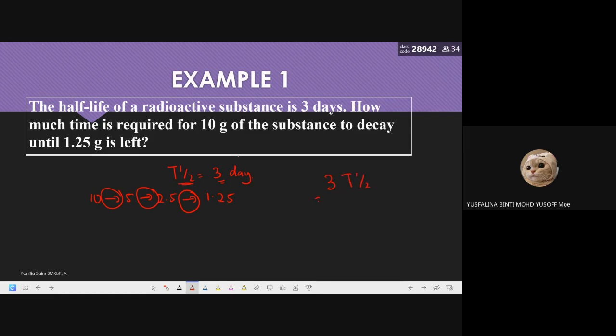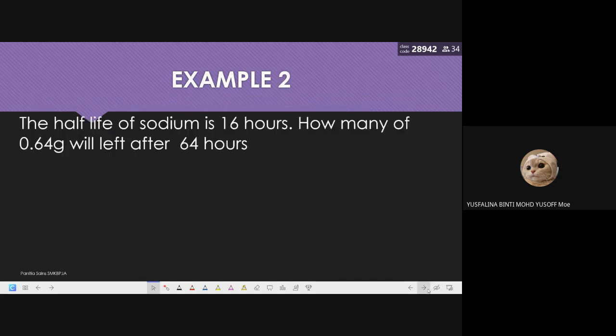So 1 half-life is 3 days, so 3 half-lives is 3 times 3. How many days will be taken? 9 days. So that's how you use it. That one is for the graph, and in this one they already give you the half-life. You can straight away use it, but you need to know how many half-lives there are starting from 10 until 1.25. You have to divide by 2 like that. All right, for this one, I want you to try.